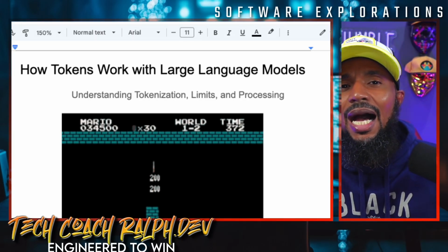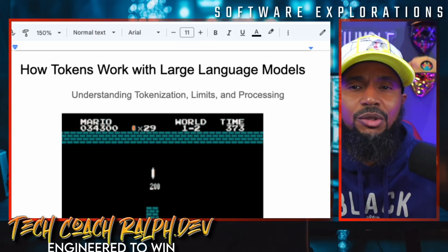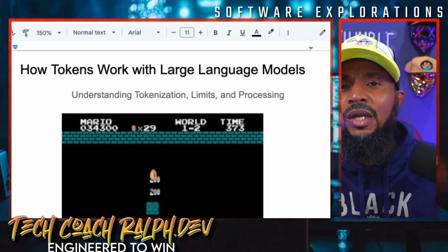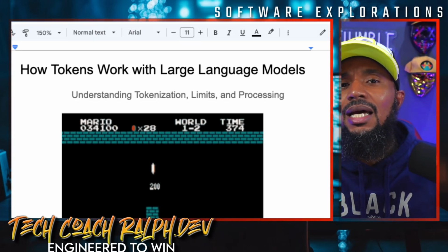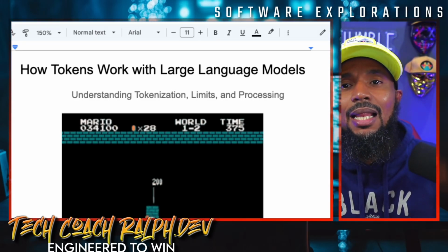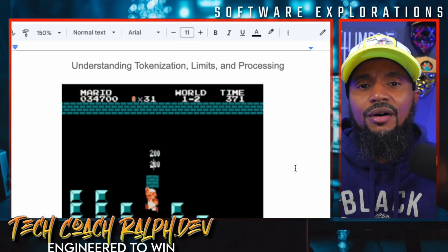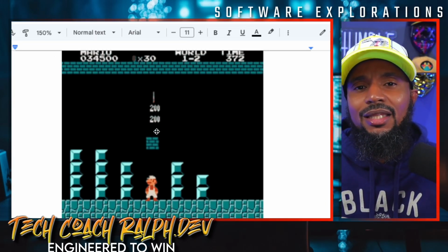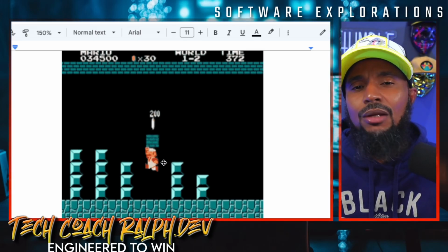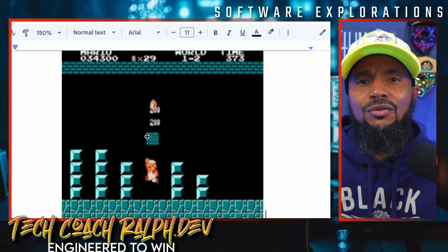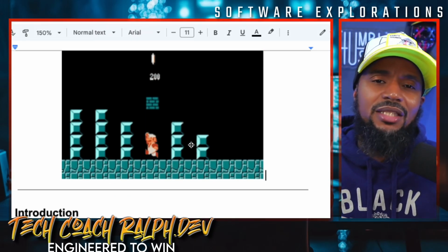This is how tokens work with large language models. That's what we're going to be going through: understanding tokens, understanding tokenization, limits, and processing. And here I have a little GIF of Mario getting the coins, bouncing up and down. Do you guys remember this level, this stage of Mario? Right. So let's get into it.